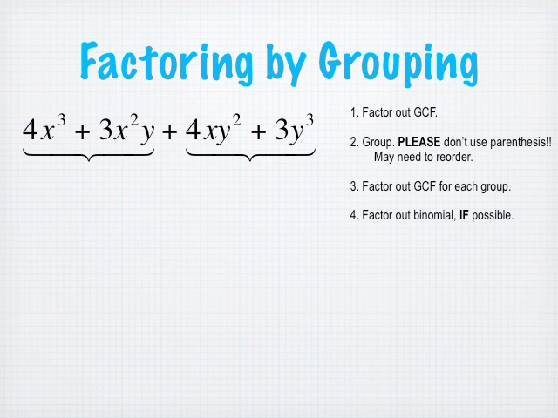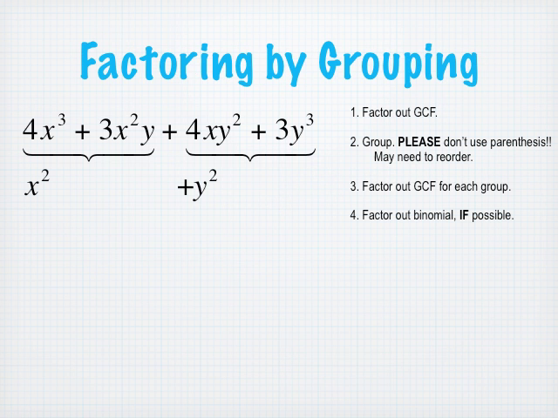Okay, now we look at each group. So if we're only looking at the first 2 terms, the first pair, is there anything that those guys have in common? They both have an x squared, so we could factor an x squared out of that first group. What about the second group? What do those 2 things have in common? They both have a y squared, so I could factor an x squared out of the first group and a y squared out of the second group.